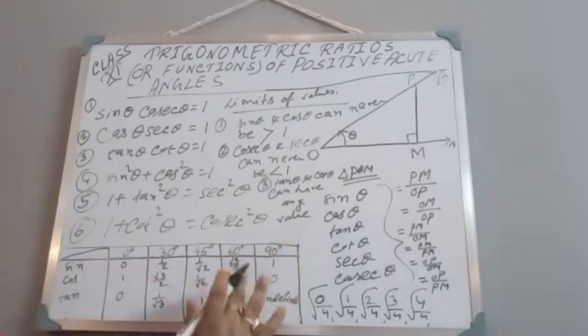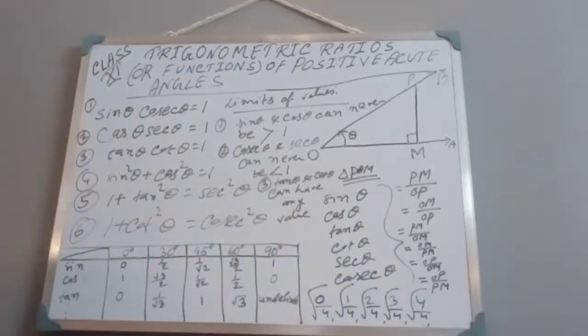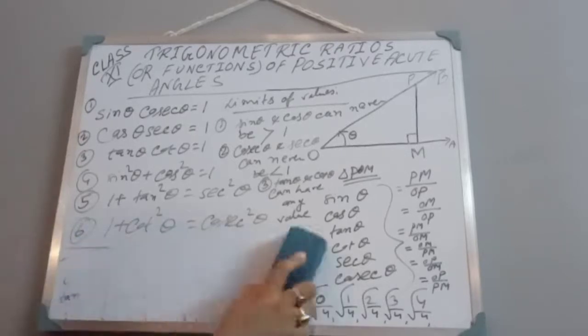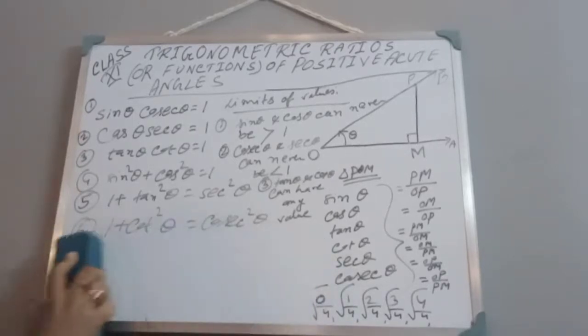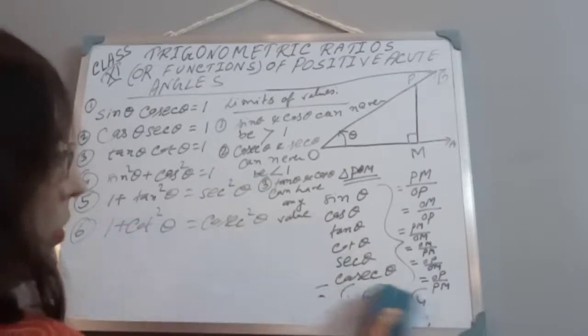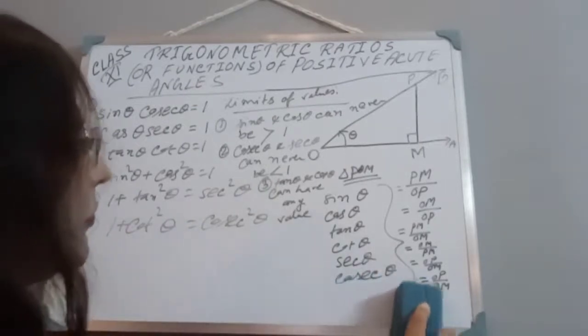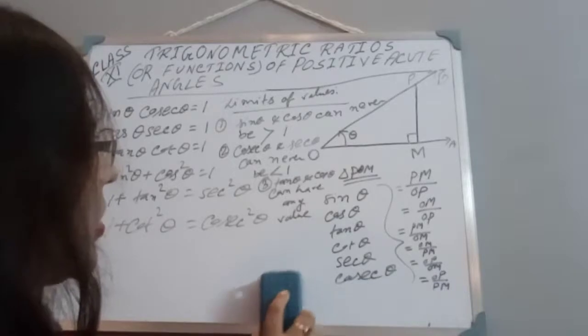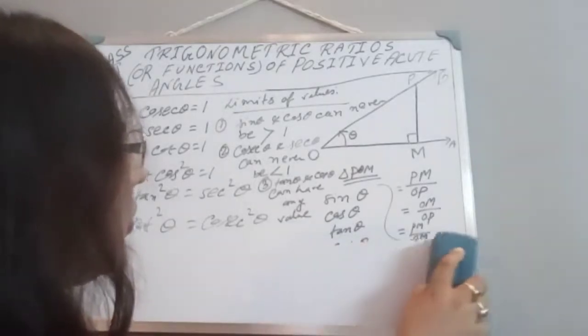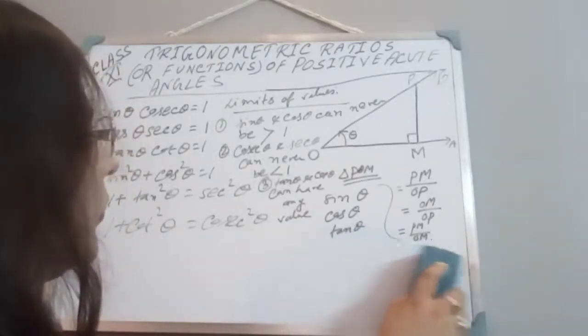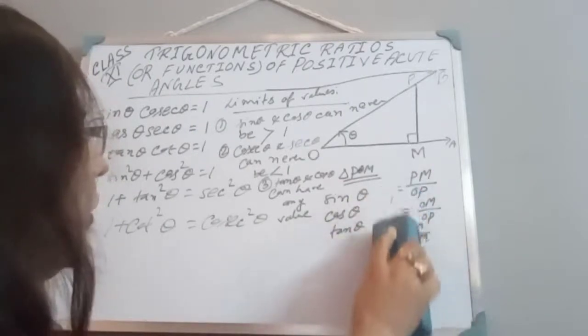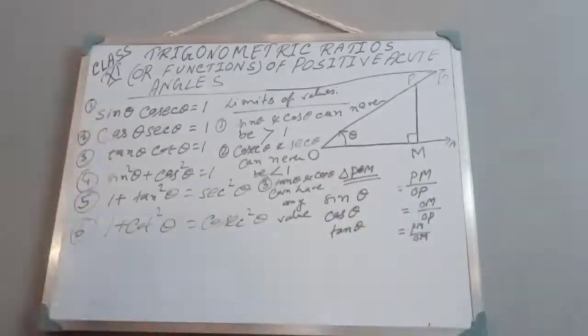Now this part is not required anymore. Right now it is not required. Now let me explain these limits of values. We need this only, sin, cos, tan. Okay. Now, what is given? First point is sin theta and cos theta can never be greater than 1.